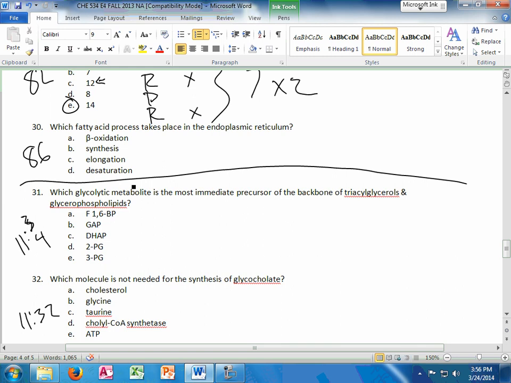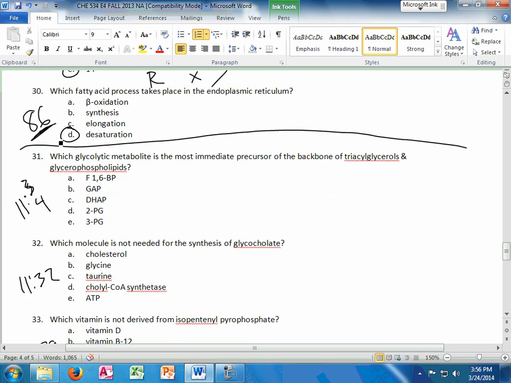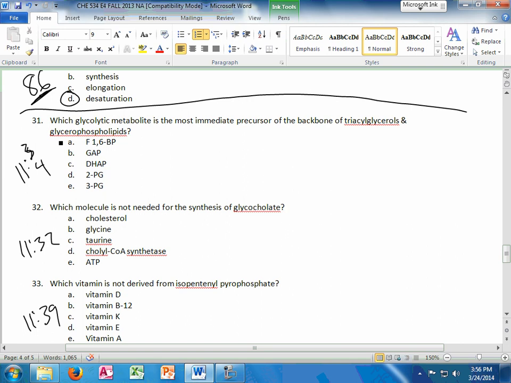Which fatty acid process takes place in the ER? It's desaturation. There's another slide where he mentions this, but this is a good review slide. So that's all of Unit 10. I'll do Unit 11 while I'm here. Let's see, which glycolytic metabolite is the most immediate precursor, the backbone of triacylglycerides and glycerol phospholipids? You'll see DHAP pop up on both slides 3 and 4.